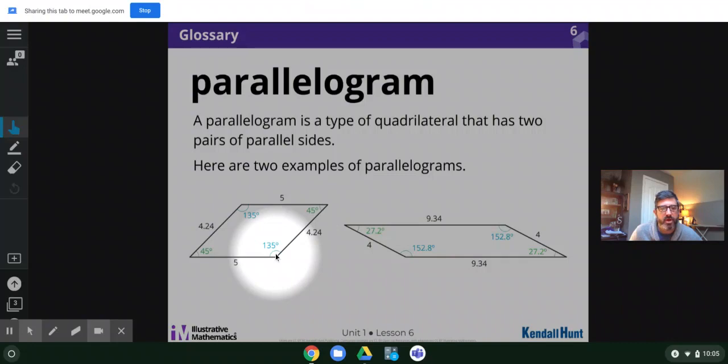And if you recall, we talked about the opposite angles. So you see the angle here is 135 degrees, and this angle is 135 degrees. So the opposite angles are the same.